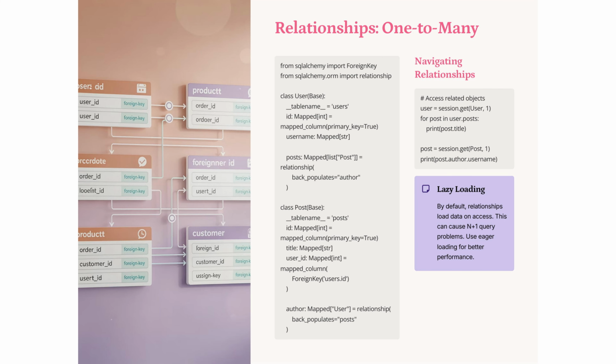In a one-to-many relationship, a single user can have multiple posts. SQLAlchemy uses the foreign key and relationship constructs to manage these associations. Access related objects by querying the user and iterating over their posts. Be cautious of lazy loading, which can lead to N+1 query issues. Consider eager loading for efficiency.